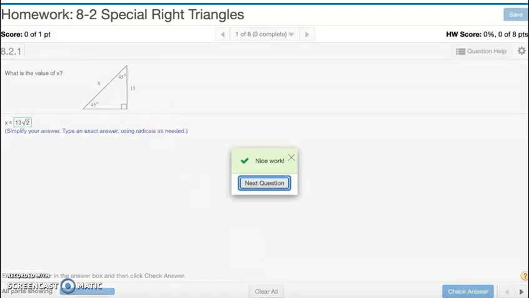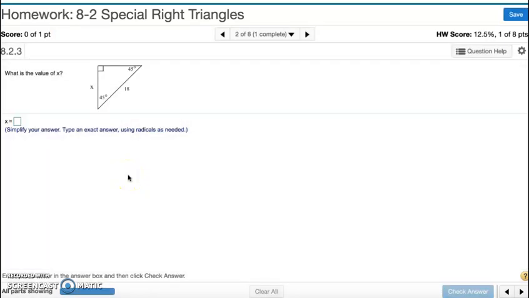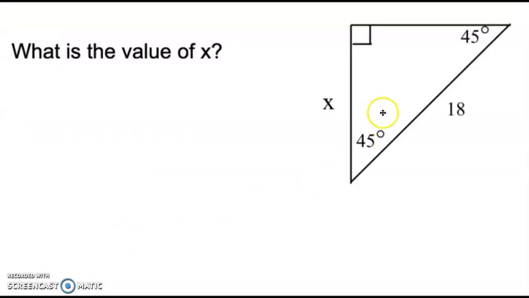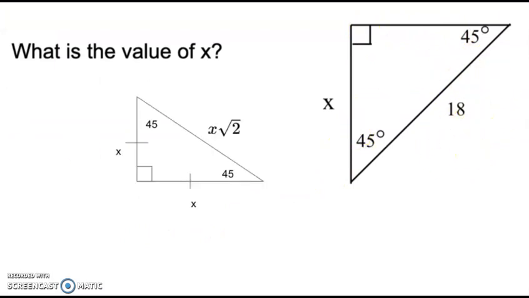And that's number 1. Number 2, what is the value of x? Now this one is a 45, 45, 90 triangle, but you're given the hypotenuse here and we have to find the leg. So remembering the rule, if the leg is x, then the hypotenuse is x times radical 2. So set 18 equal to x radical 2 and solve for x.